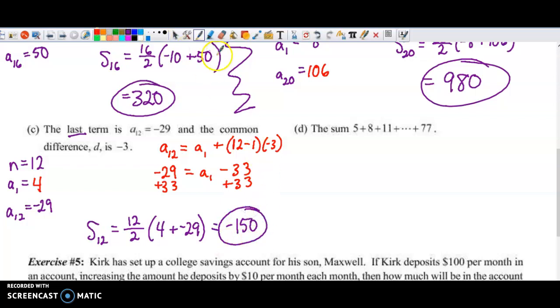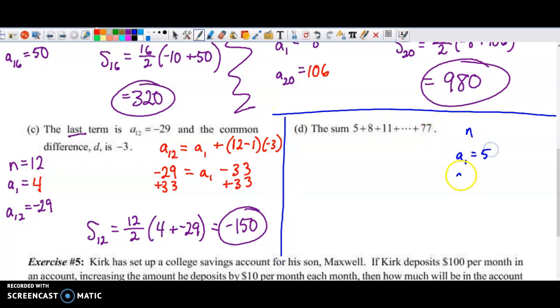And there's one more problem that is, I would say, equally as difficult because they don't tell you what n is. But they do tell you that the first term is 5 and the last term is 77. Well, let's go back to that formula I've been using red so far. So the last term is 77, equals the first term is 5 plus n minus 1. Is it obvious that the common difference is 3?